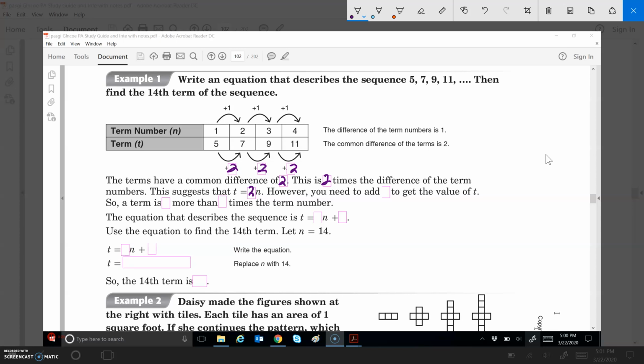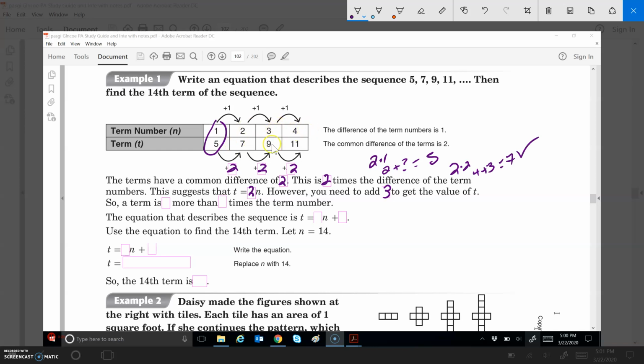However, if I look at the first term and go 2 times 1, because that's term 1, which is 2, plus what has got to give me 5? Well, I need to add 3. Does that make sense for everything else? Let's look at term 2. 2 times 2 is 4, plus 3 is 7. Check.